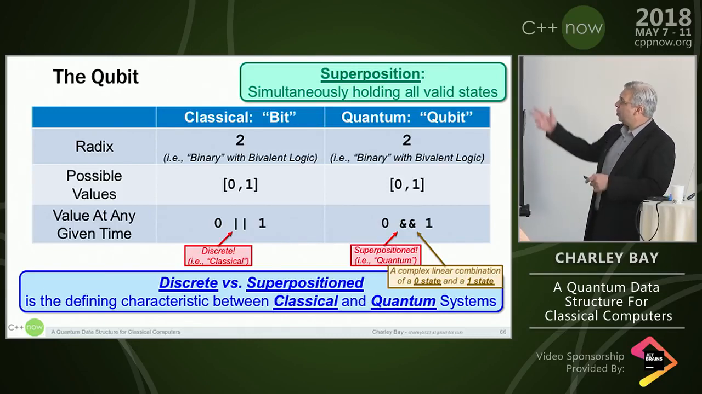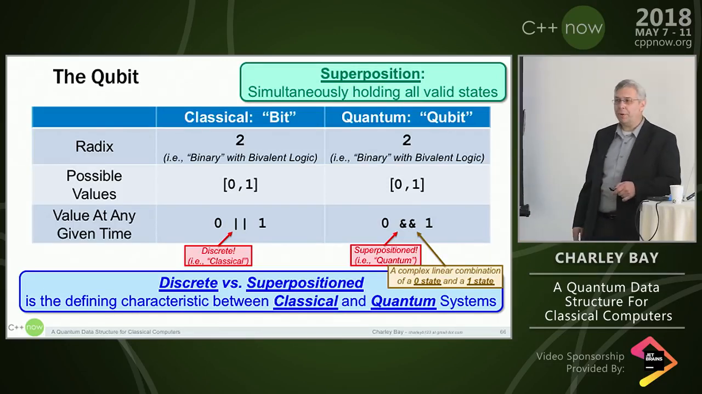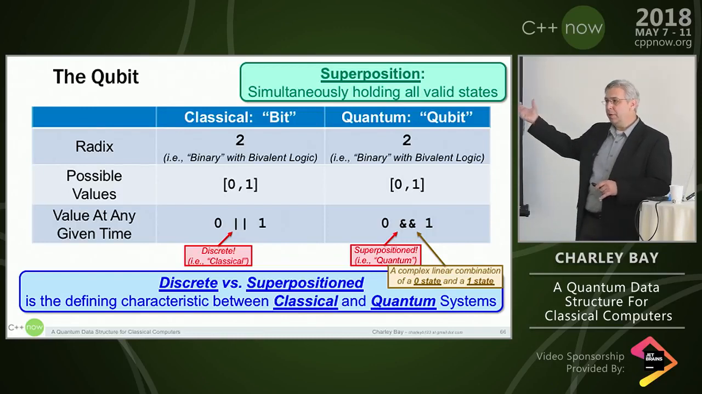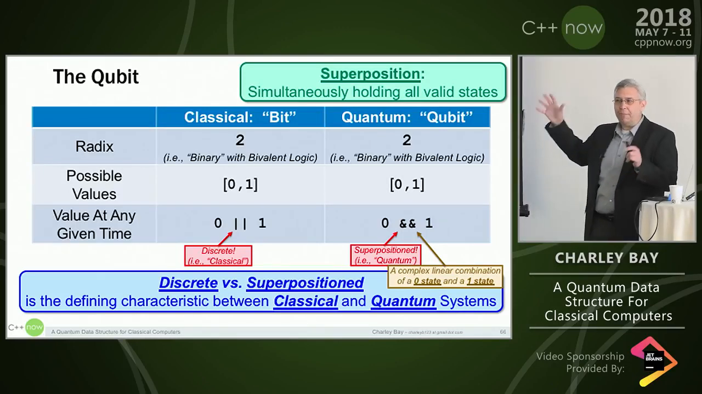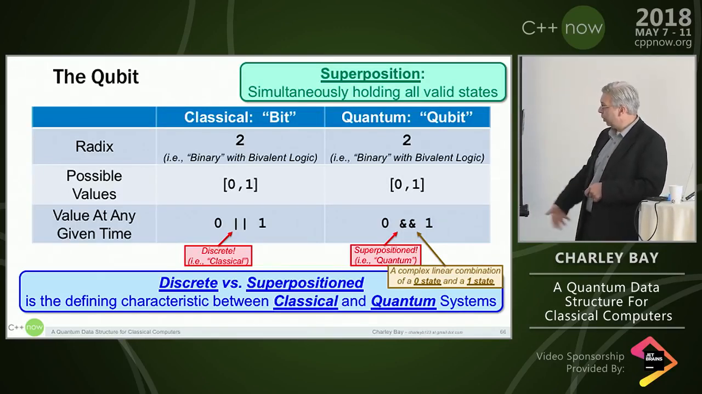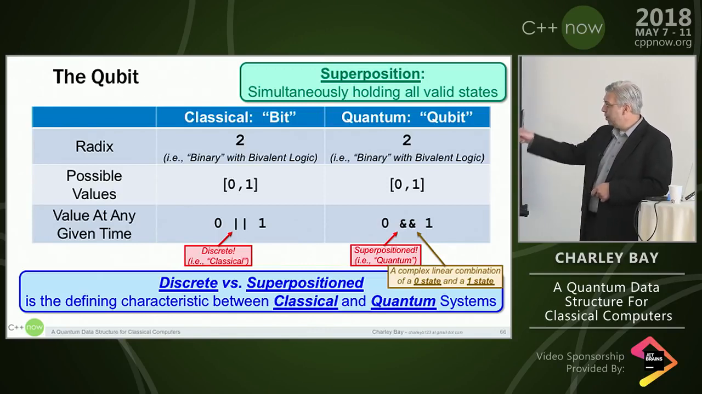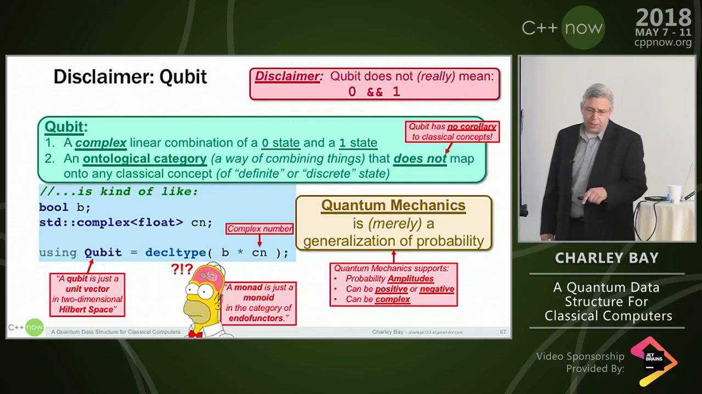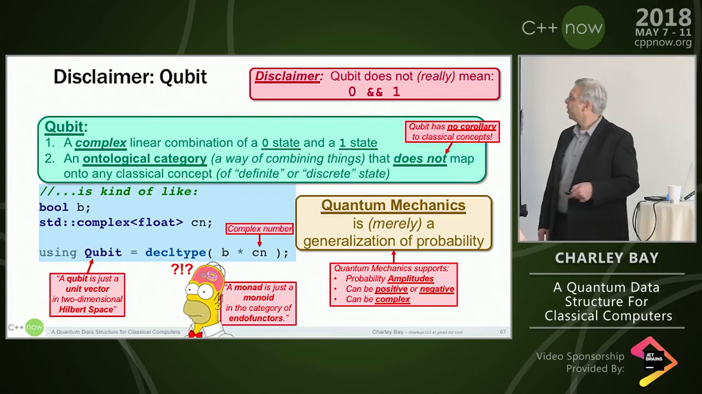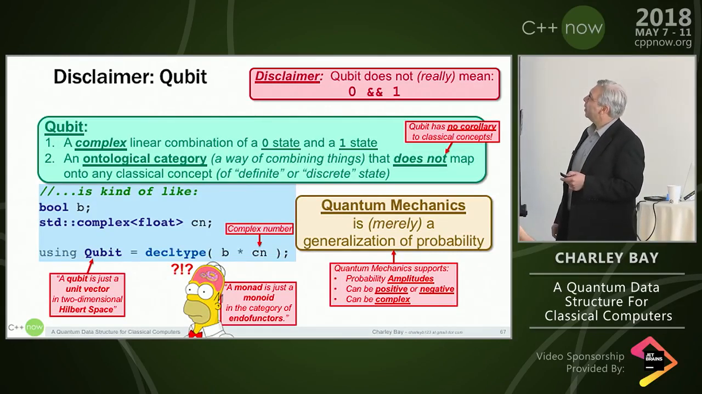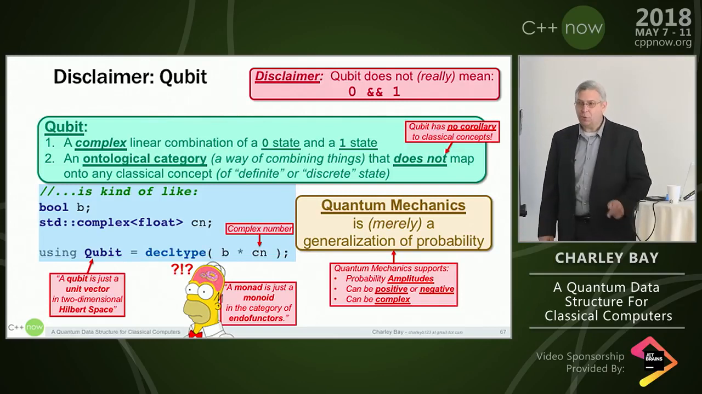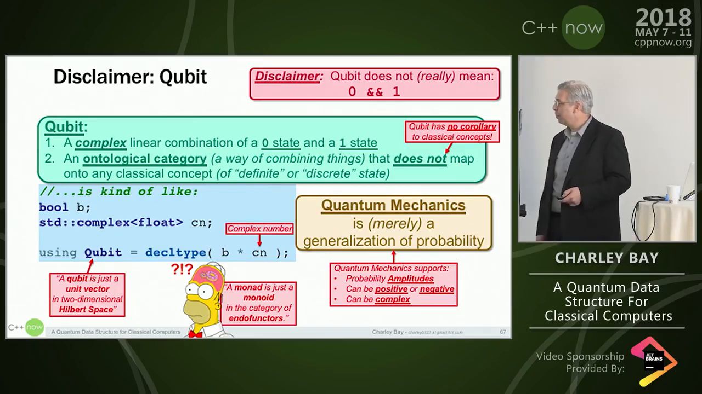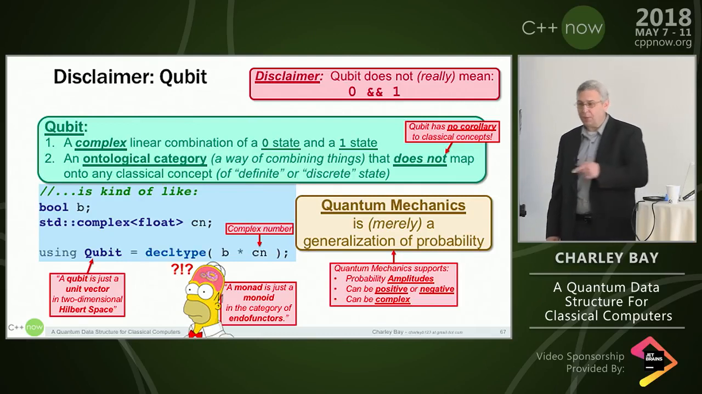So superposition, we have here under quantum the idea that we can start interfering values and having superposition values that we measure, we collapse waveforms later. So that's the discrete versus superposition. And then this is one of the things that some people are very feisty about, where a qubit is not zero and one. A qubit is a complex linear combination of a zero state and a one state.